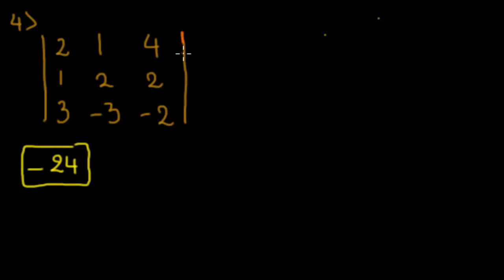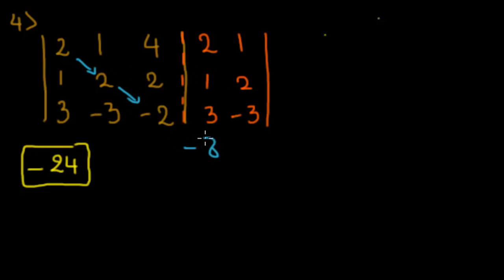Okay. Now the last one, so the same idea. Copy the first two columns, 2, 1, 3, 1, 2, negative 3. Multiply across all the way down. Negative 8, positive 6. 1 times negative 3, so negative 12. Which gives me negative 20. Add 6, it is negative 14.